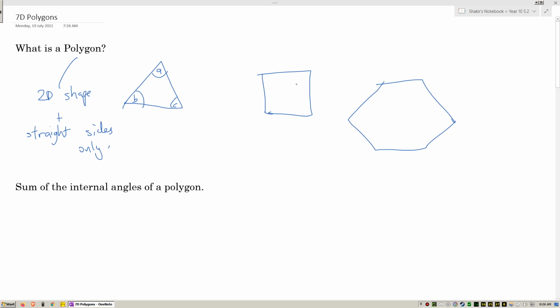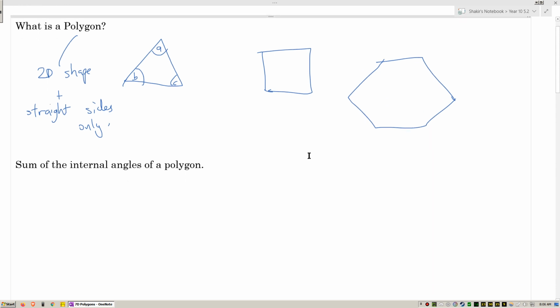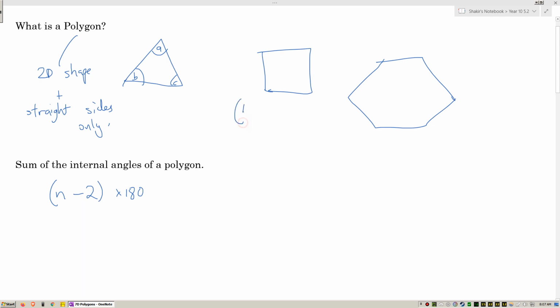So what's the rule? Let n be the number of sides. The rule is n minus 2, times 180. So for example, this square, how many sides? It's got 4 sides. 4 minus 2 times 180, and we know that's going to be 360.